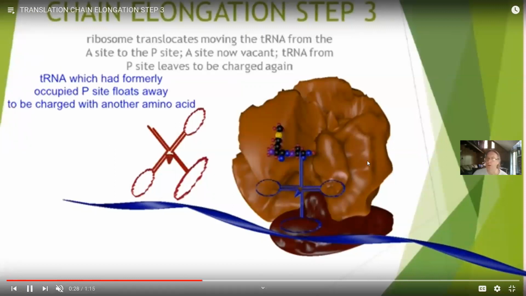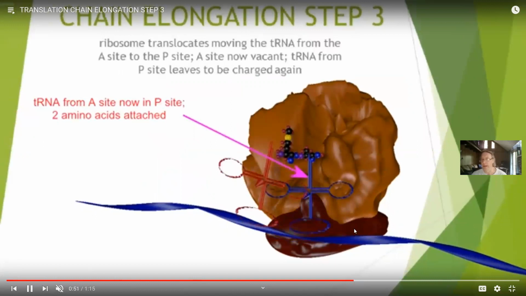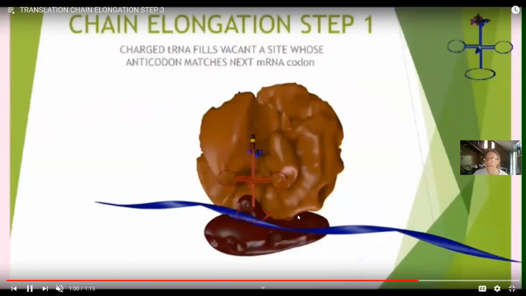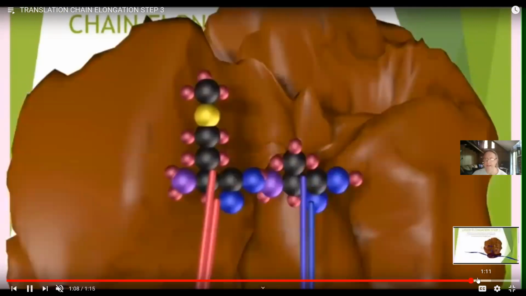And a new tRNA will then be brought here, whose anticodon matches the third codon. So this anticodon matched the first mRNA codon. This anticodon matched the second one. And now here's the third mRNA codon. A new tRNA will bring an amino acid to this spot, but only the tRNA which matches that third mRNA codon.